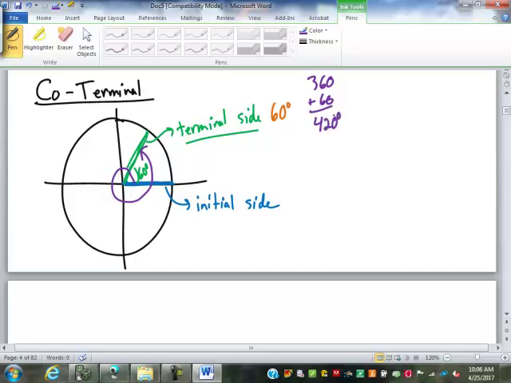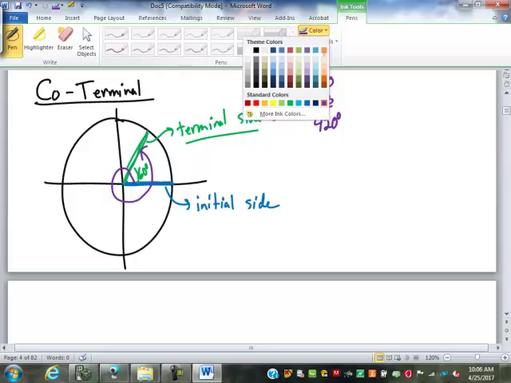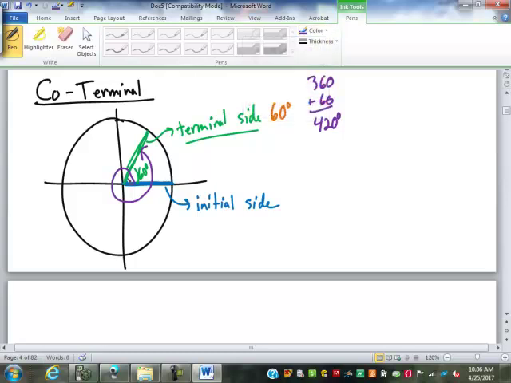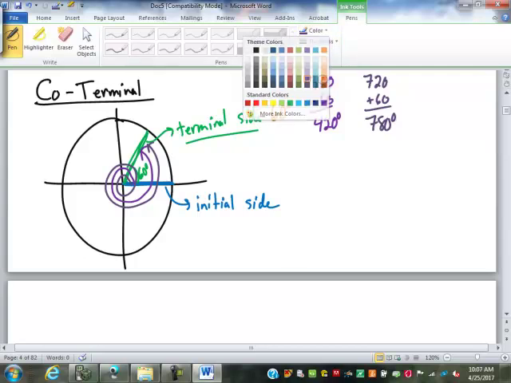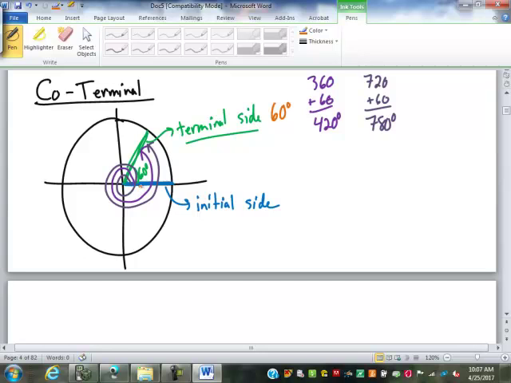Yeah, 360 plus 60. Or I could wrap around twice and back to there. That would be 360 times 2, or 720 plus 60, which would be 780. Or I could wrap around 3 times, or 4 times, or 5 times. You guys get the picture. Or I could go backwards. That would be 60 minus 360, or a negative 300 degrees.